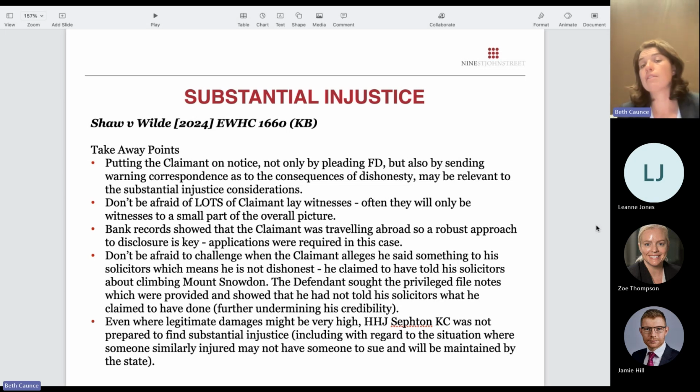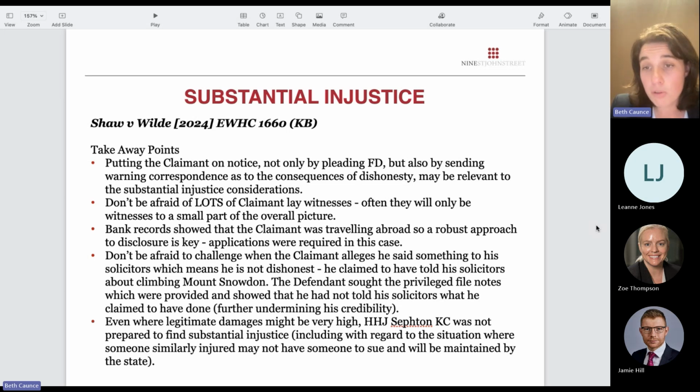In this case, there were 19. But many were only witnesses to a small part of the overall picture, and relatively little weight was given to their evidence. Bank records were key in this case, and again, this goes to applications for records that you think might be relevant. The bank record showed that the claimant was able to travel abroad when he denied being able to do so in the way that it turned out he did.